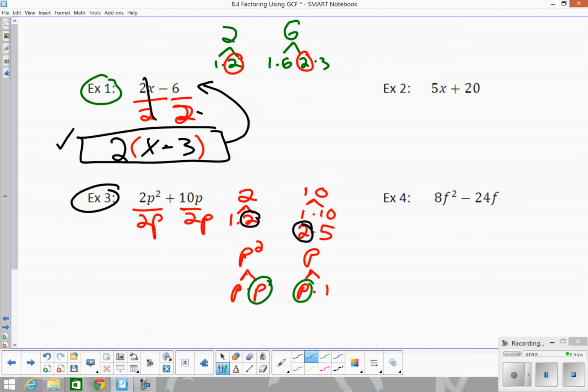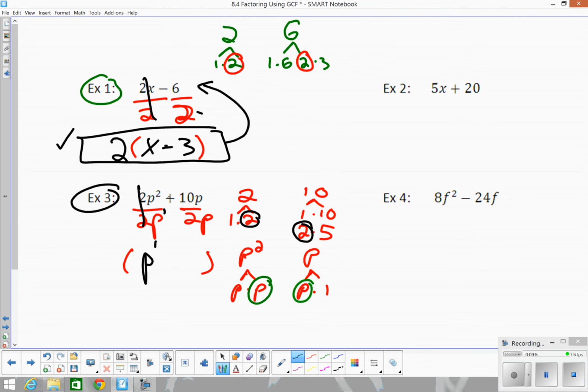Good. Now that I figured out my GCF, I'm going to go ahead and divide down and see what results in my set of parentheses. So I have 2 divided by 2, which is 1. Now if you remember our exponent rules, if I have p squared divided by p to the first, division of like bases, we are going to subtract the exponents, 2 minus 1, which is 1, so I'm just left with p to the first power.